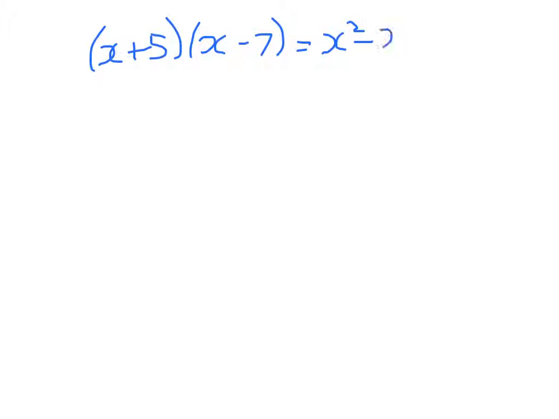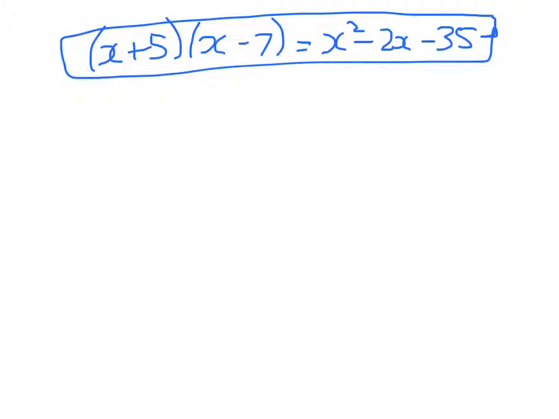So let's start with a quadratic that we know. Suppose we've got x plus 5 times x minus 7. Well, we know that that's x squared minus 2x minus 35. Now I'm just going to take 3 more off that. But we know that that's a factorised polynomial.